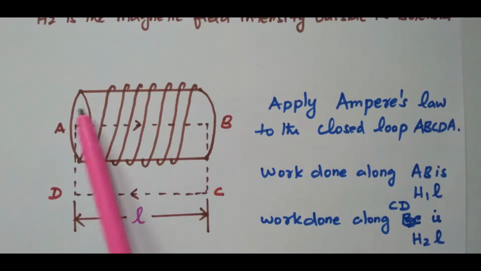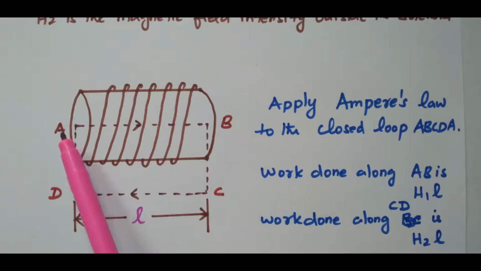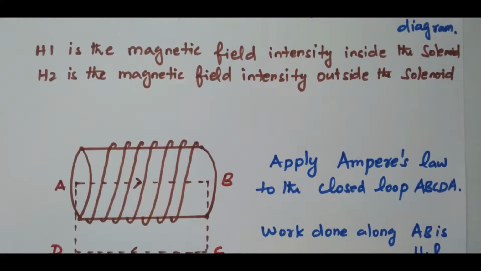Right? So this is the iron rod over which the coils are available. When the supply is given, it becomes an electromagnet. The length of the solenoid is L meters. In order to apply Ampere's law, we construct one closed loop ABCDA such that AB is inside the solenoid and CD is outside the solenoid. Now we'll see what the magnetic field intensity is inside and outside the solenoid.